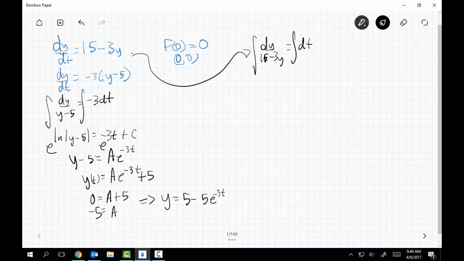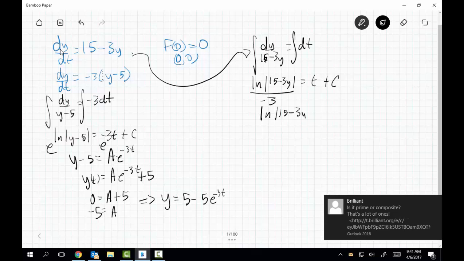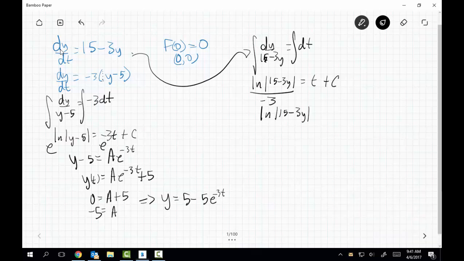The most common error that students make is they just say, oh, this is easy. I got the natural log of 15 minus 3y, and then they're done, equals t plus c. Well, that's not true because the antiderivative of this linear term would have to be over -3, wouldn't it? So now I have the natural log of the absolute value of 15 minus 3y, over -3.